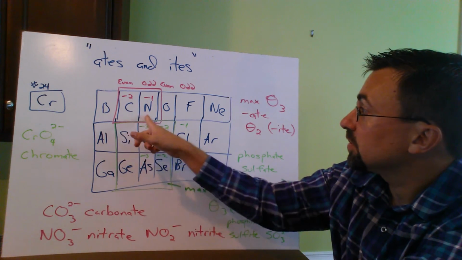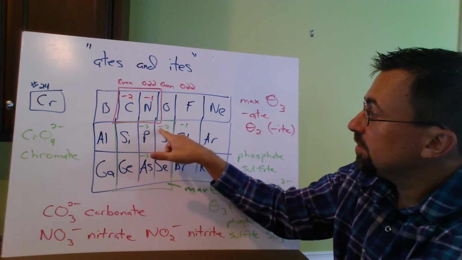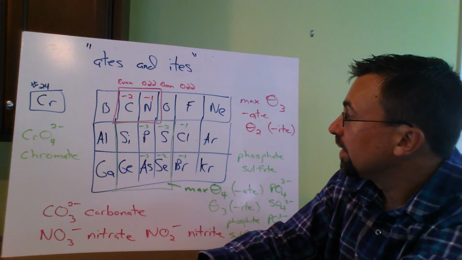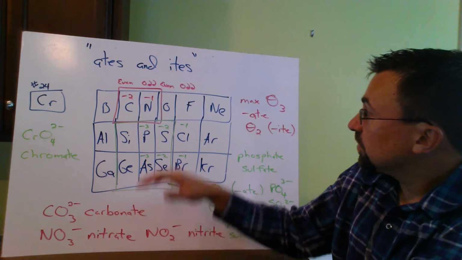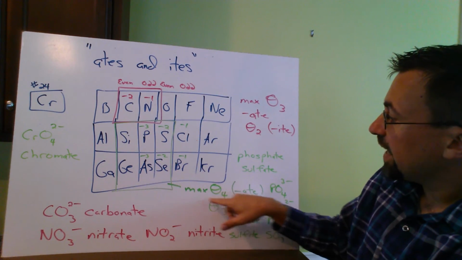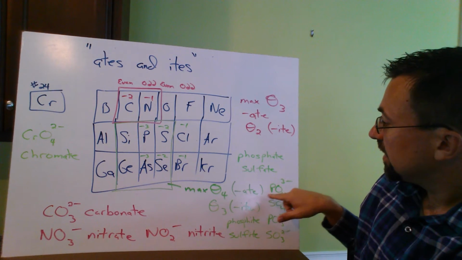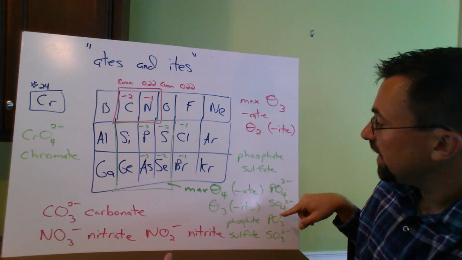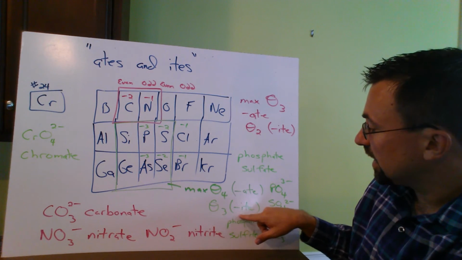Yeah, so -2, -1. You can also see a trend. -3, -2, -1 for the charge, and then it follows the rest of the way down the periodic table. Okay, so once we get past this top row where it's 3 and 2, we can go 4 and 3. Now a maximum of 4 oxygens becomes -ate, as in PO4 would be phosphate, SO4 would be sulfate, and 3 oxygens gets the -ite ending.